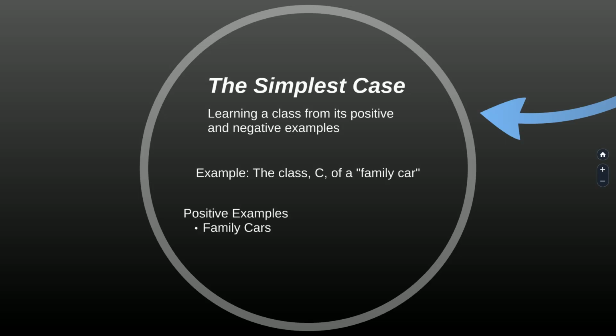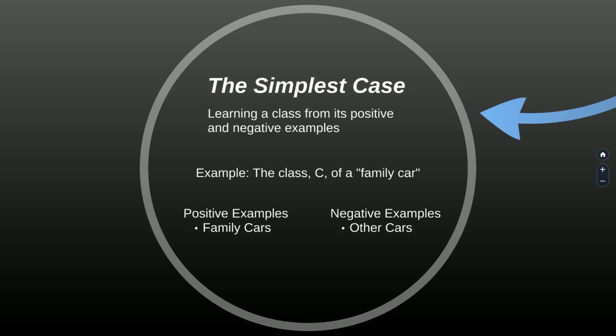So positive examples: family cars. These are going to be your minivans, your SUVs, anything with a high safety rating. On the negative example side, you've got maybe race cars and sports cars. Motorcycles, probably not a family car, whether or not you consider that a family car.